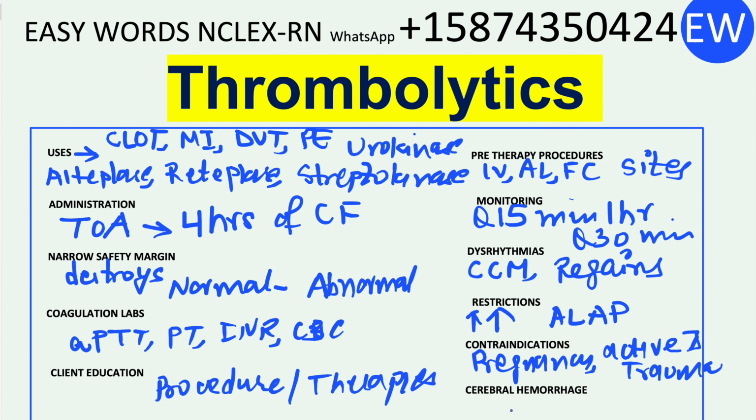Cerebral hemorrhage. Cerebral hemorrhage is the major concern, so client should be monitored closely for any changes in the level of consciousness, any changes in the neurological status, and also should be closely monitored for any signs of bleeding, such as hematuria, which is blood in urine, and then melena, blood in stools, and then nosebleed, epistaxis. If any of these symptoms are noted, nursing to notify the doctor immediately. So that's all about thrombolytics.